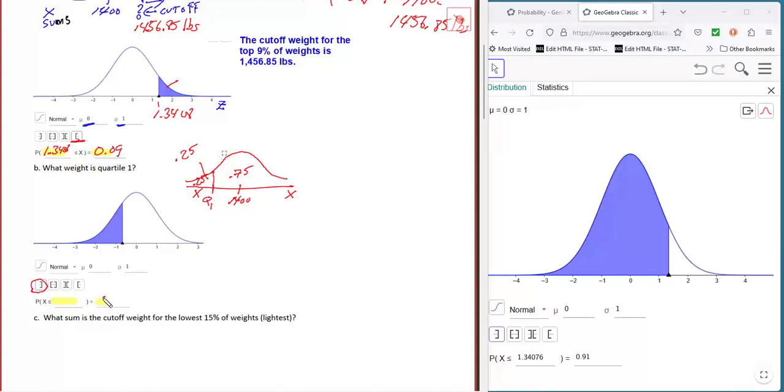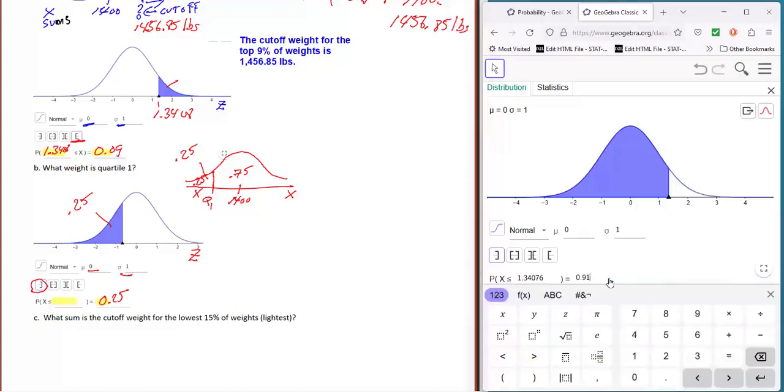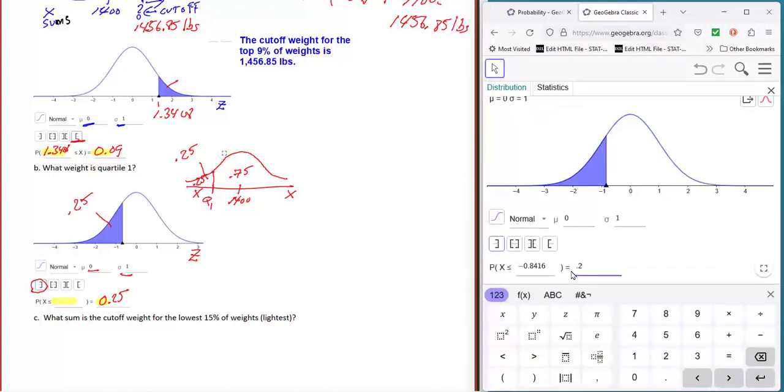And then what I'm going to enter is 0.25 because I know what this area is. This area is again 0.25. Again, these are z-scores because mu is 0, standard deviation is 1. So I'll come over here, type in 0.25, enter, and I get negative 0.6745. Okay, so I'm going to type that in. Negative 0.6745. That's what this produced.